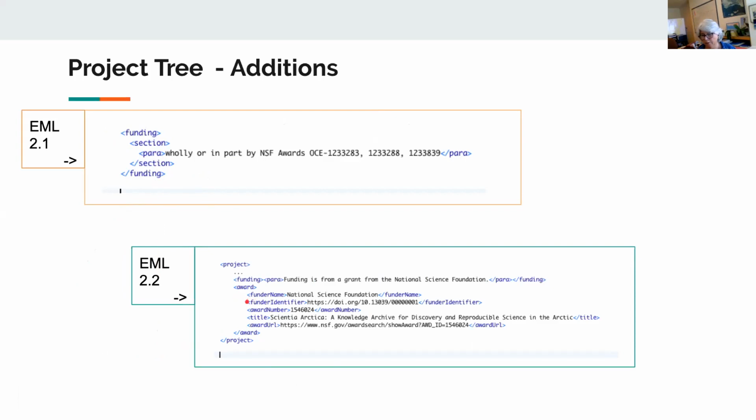And here's the 5 fields that are available. 2 of them are required if you use this one. They are, let's see, let me look at my notes here. The 2 that are required are the funder name and the award title.